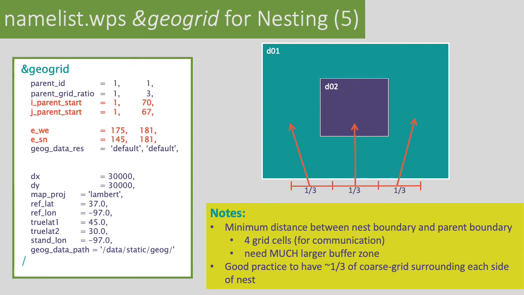As for domain size and for spacing between the parent and child, there must be several rows of cells between domains to be used for communication. The default value for this is 4, but can be modified in the namelist. But you will want a much larger buffer zone than that. As a rule of thumb, we advise to keep about 1/3 of the coarse grid surrounding each side of the nest. This doesn't have to be exact, nor does the nest need to be exactly in the middle of the parent, but it's a good rough guideline to use.